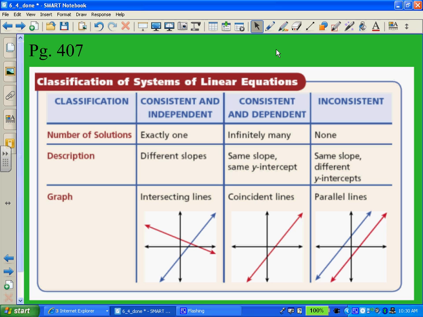Then the second column there, we have consistent and dependent, and those are systems that have many solutions to them. And if we look at their equations, they're going to have the same slope and the same y-intercept. And when we would graph them, we would get the exact same line. And then the third column here, we have inconsistent systems. They're ones that have no solutions. And if we look at their equations, they have same slopes but different y-intercepts. And when we graph those, we would get parallel lines.